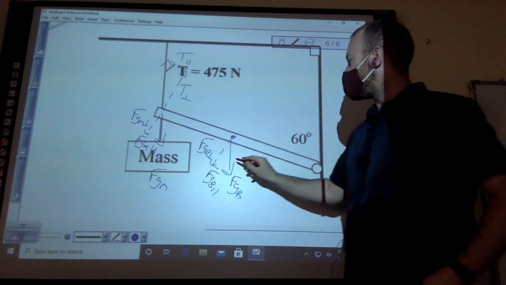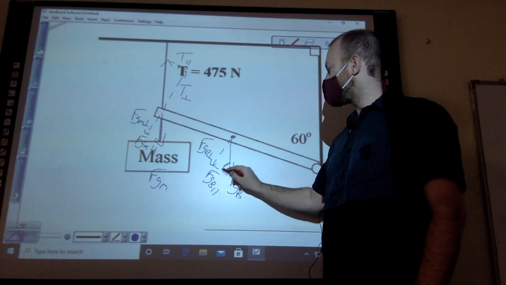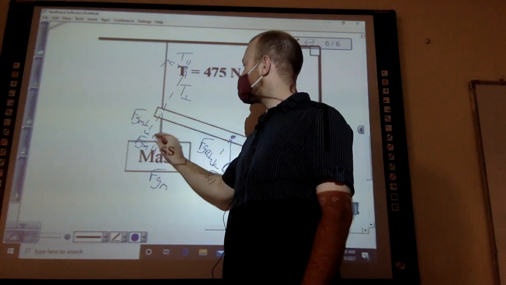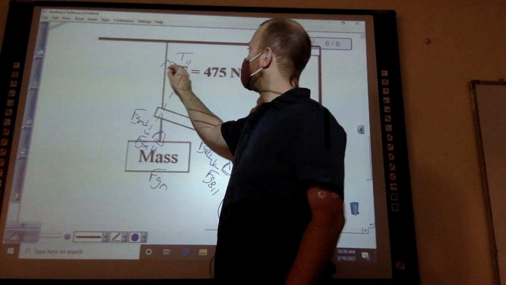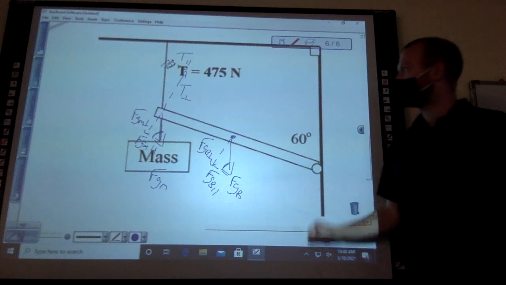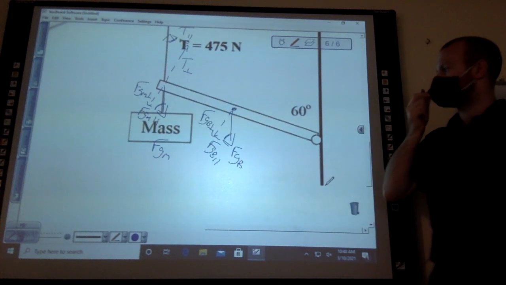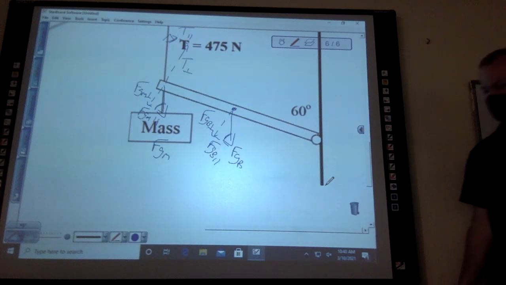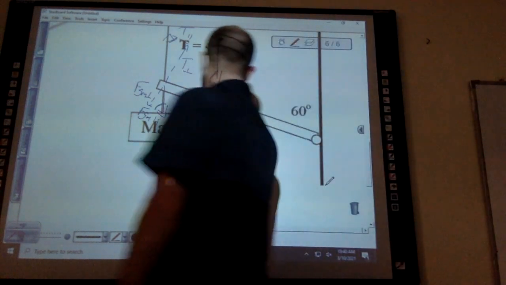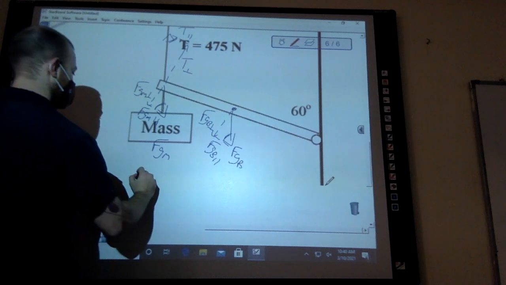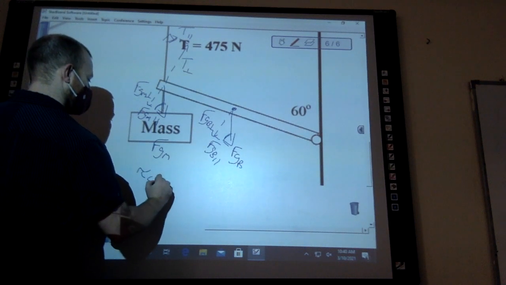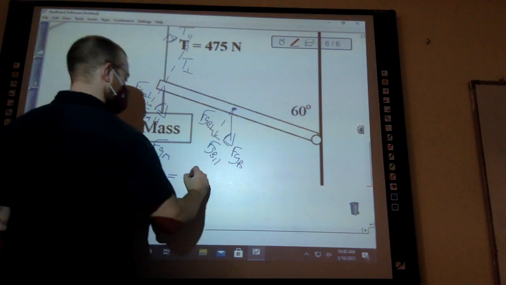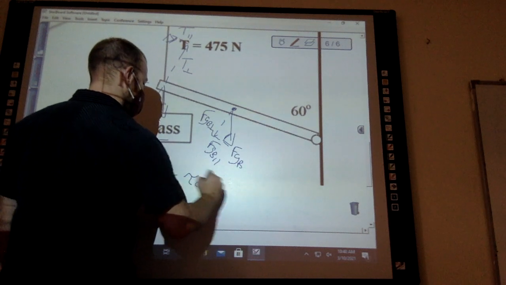Okay, so we've established this is 60, this is 60, this is 60. Okay, I'll take you one step further than just this. We'll do the equation. And then from there, you guys can do the rest. So as with anything else, torque clockwise equals torque counterclockwise.